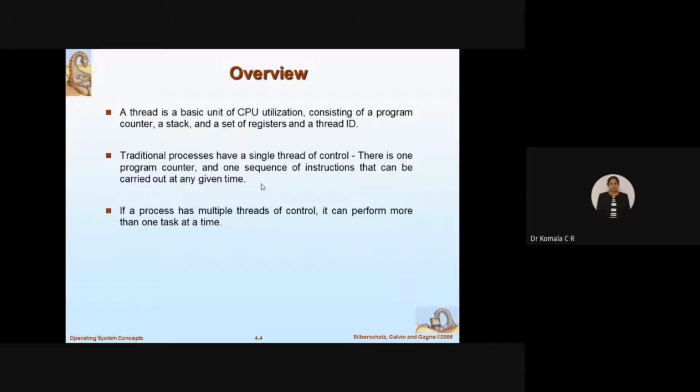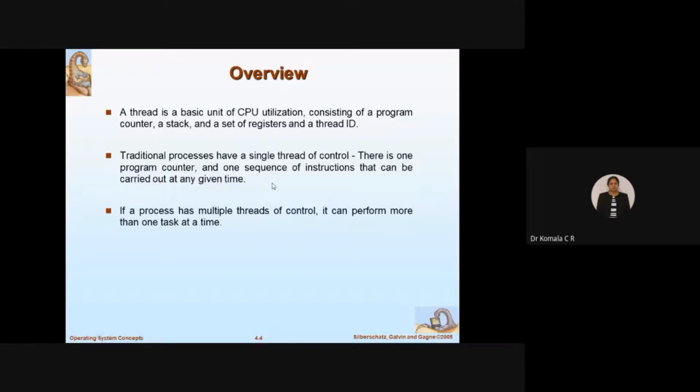The second one I will execute at this time. When I talk about single thread, at any time I can complete this sequence of instructions. I can execute. Fine. So this is about a single thread. When I talk about multiple threads, now when I talk about traditional process, we think about two types.